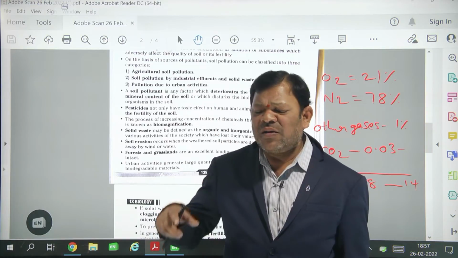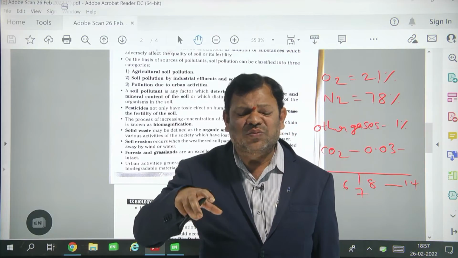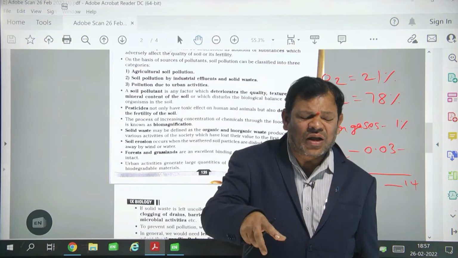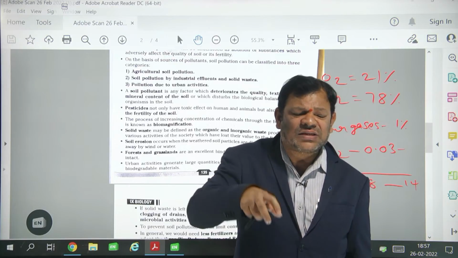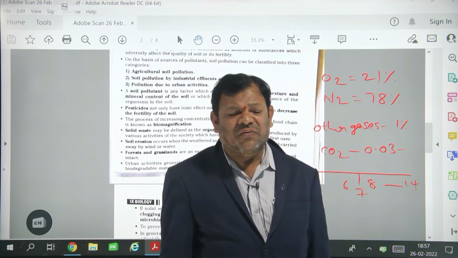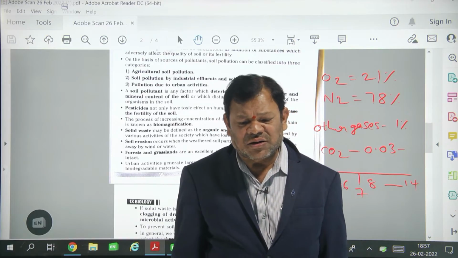With the help of the roots, the soil is bound. With the help of the plants, the soil is bound by the roots, and soil erosion is prevented. Akash, are you understanding?